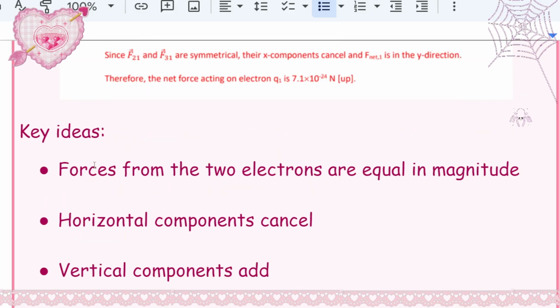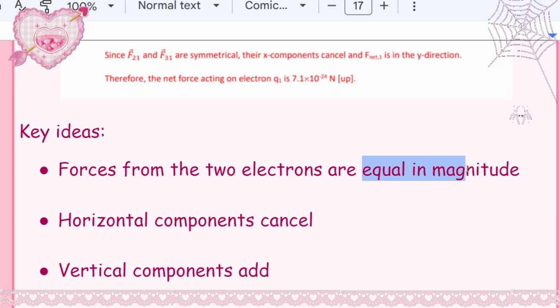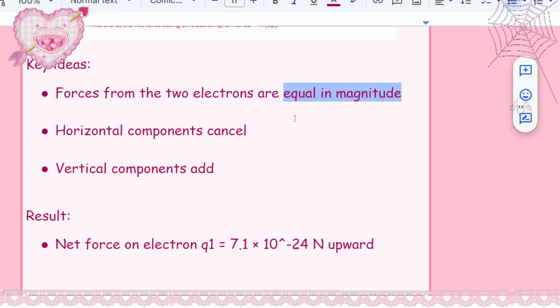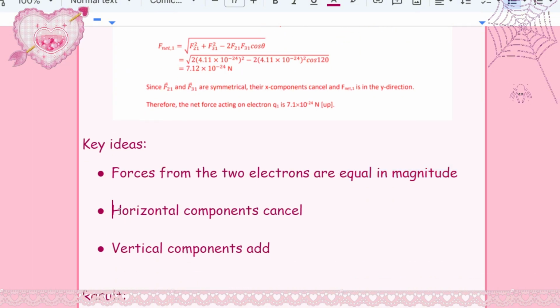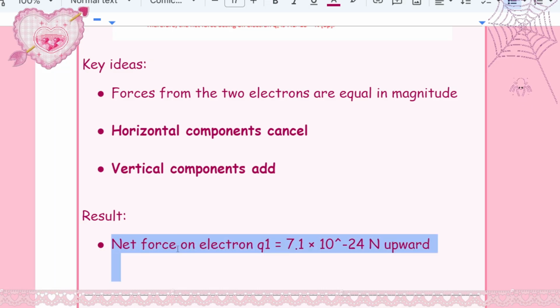Key ideas: remember that forces from two electrons are going to always be... Nope, ignore me. The forces in this question, specifically, show that the forces are equal in magnitude, right? Because they're two electrons, they're the same charge. Now, horizontal components cancel out, and because of that, only vertical components will add, and that's our net force.